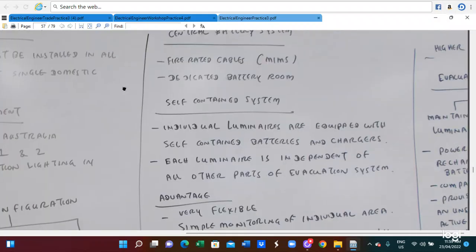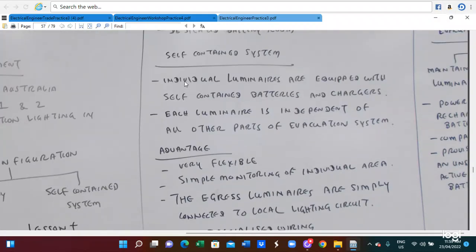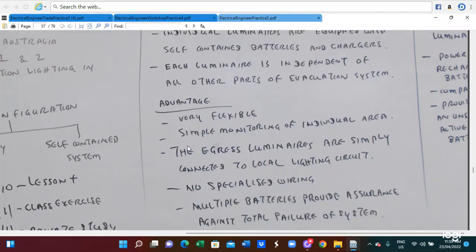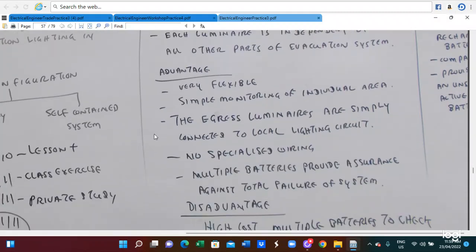In the cell container system, we also utilize individual luminaires equipped with a cell container battery and charger. Each luminaire is independent of all other parts in the evacuation system. The advantages are that they are very flexible, with simple monitoring of the individual area. The egress luminaires are simply connected to the local lighting circuit, and no specialized wiring is required.